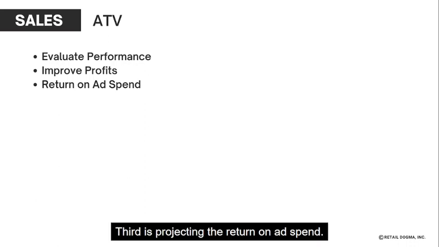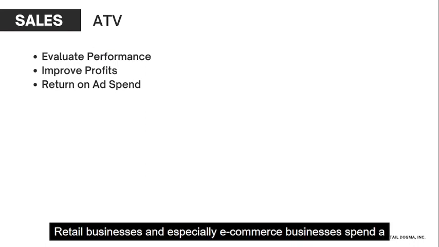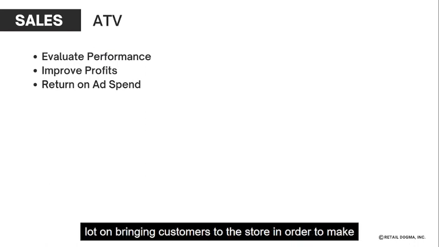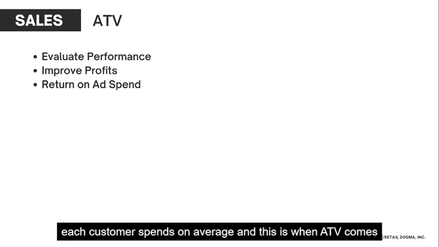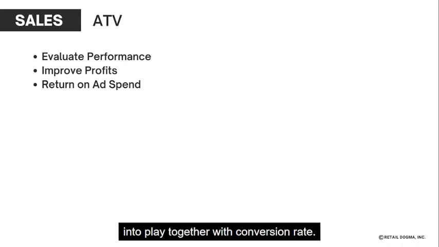Third is projecting the return on ad spend. Retail businesses and especially e-commerce businesses spend a lot on bringing customers to the store. In order to make sure this marketing spend is feasible or evaluate the return on a particular marketing campaign, the business needs to know how much each customer costs the business to be acquired. This is called customer acquisition cost. And then compare this cost to how much each customer spends on average. And this is when ATV comes into play, together with conversion rate.